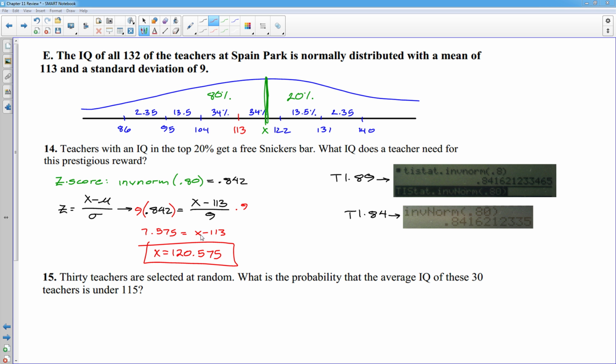And when you solve that, you get an IQ of 120.575, puts you in the top 20%. So everybody with an IQ of essentially 121 and higher will get a free Snickers bar.